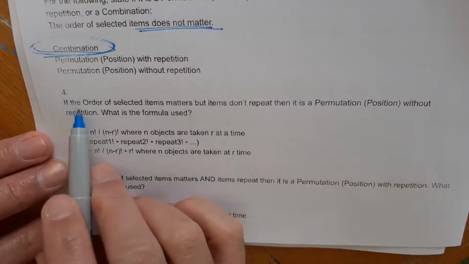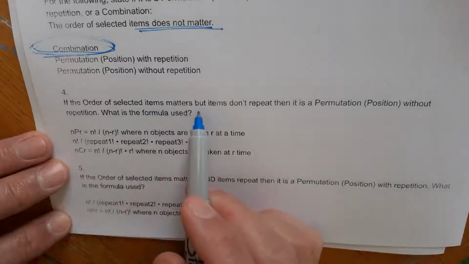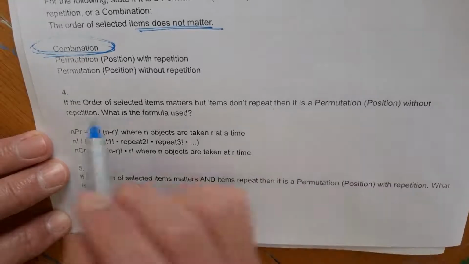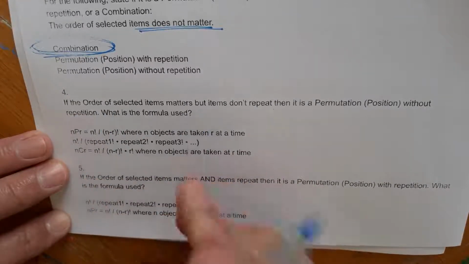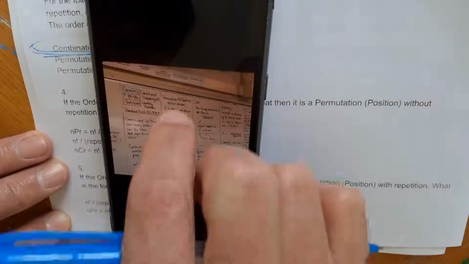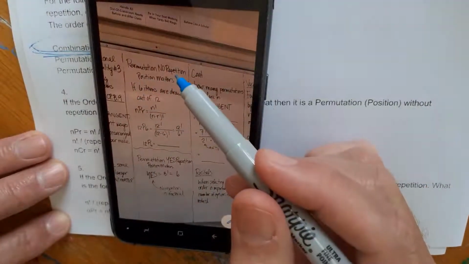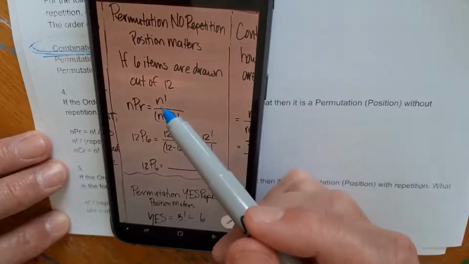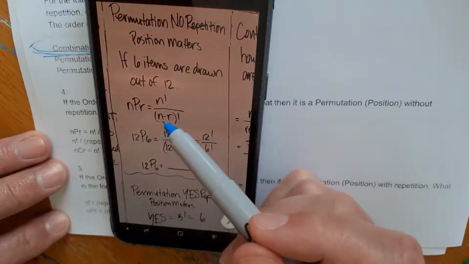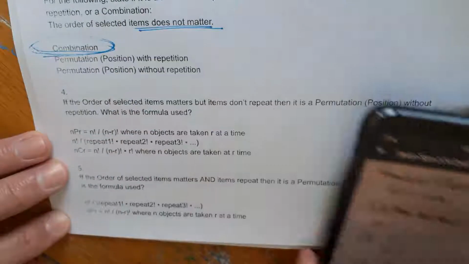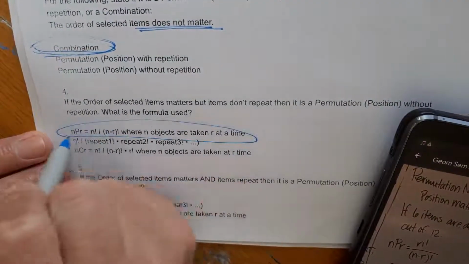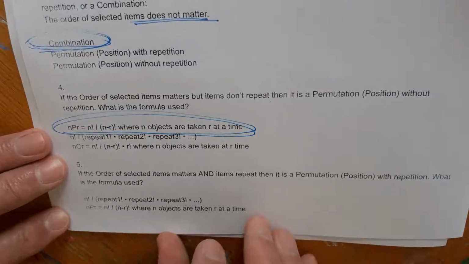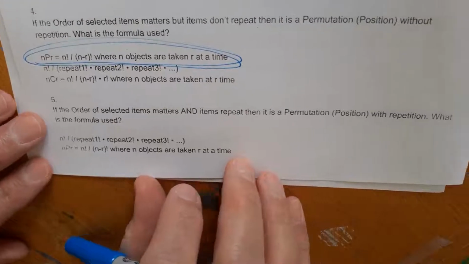Number 4, if the order of selected items matters, which makes it a permutation, and items don't repeat, so it's a permutation without repetition, check. What formula do we use? Just check back at the notes for these, right? Permutation, no repetition right here. It's n factorial divided by (n minus r) factorial, right? And sure enough, there it is right there. So take the notes, follow those, and use the notes as you do these problems, or use this video as you do these problems.